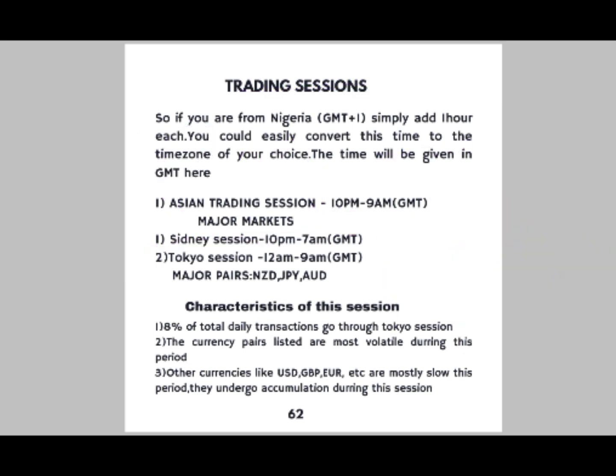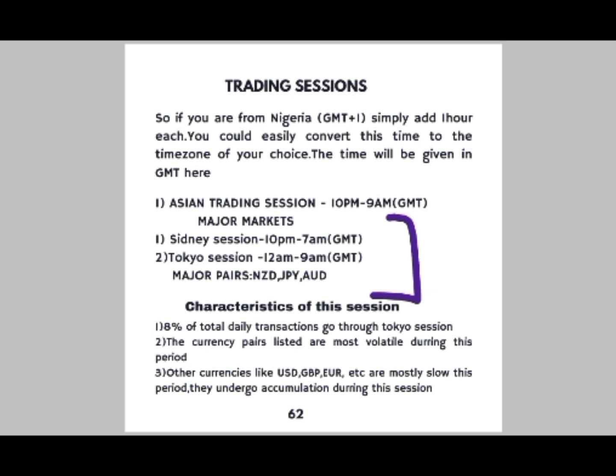Asia session is divided into 2 major markets. And when we say markets, basically, we are talking about the banks. We have the Sydney session and the Tokyo session. Now, the Sydney session is what? Between 10 p.m. to 7 a.m., as you can see here. While the Tokyo session is between 12 a.m. to 9 a.m. Time is given in GMT.